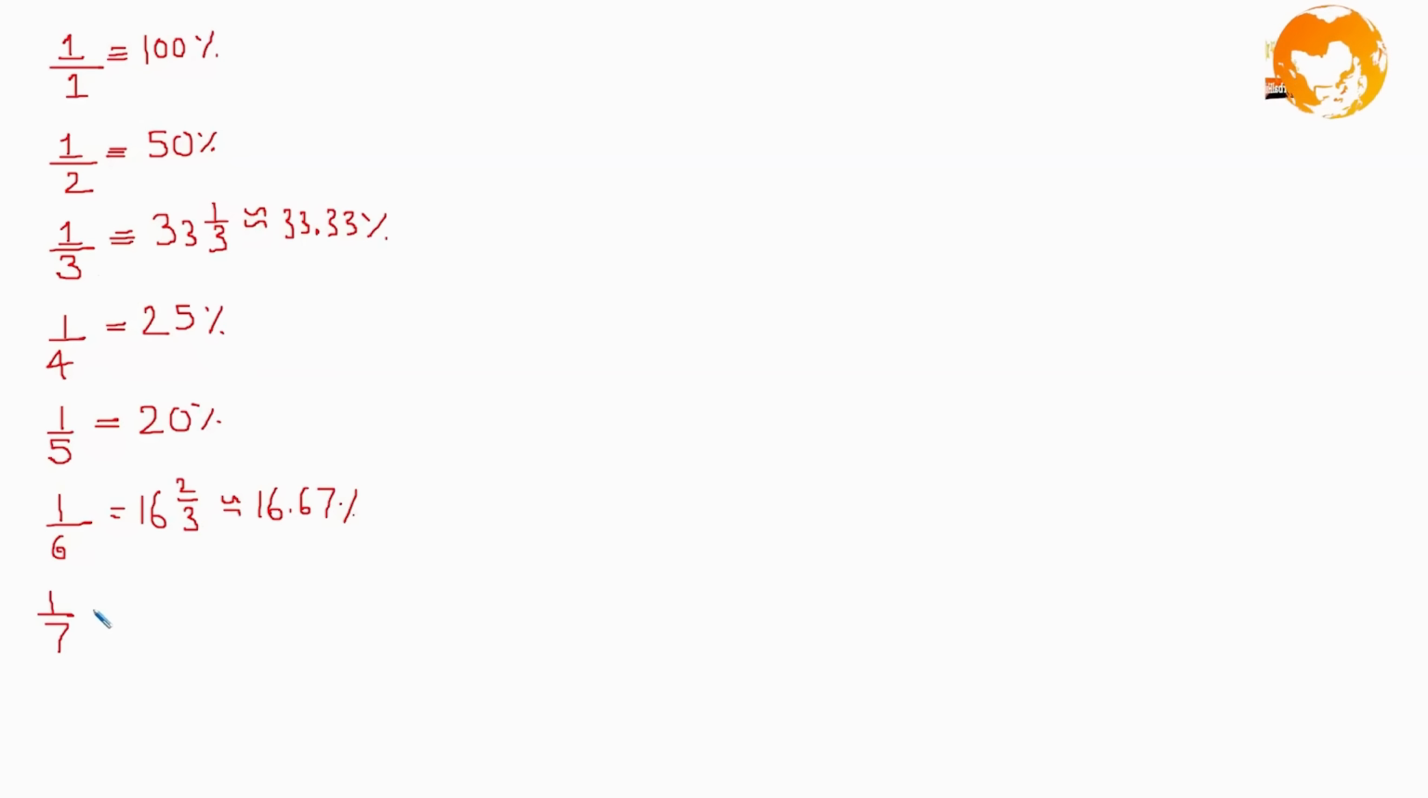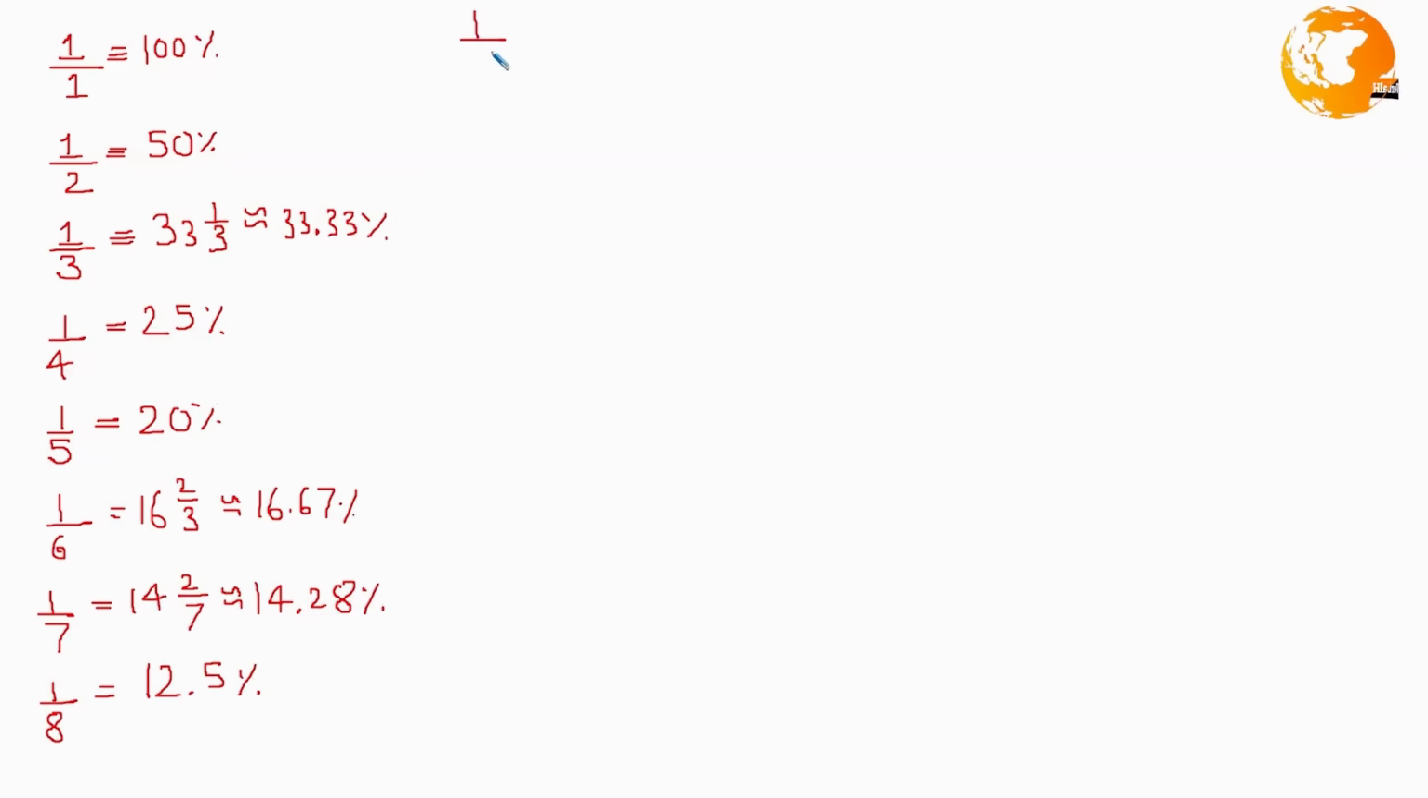1 by 7, whenever we have a new prime number in the denominator, it will not be possible to relate it with any other previous fraction, right? So it's 14 and 2/7, or 14.28. There is a very easy way to learn this. 1 by 7, 7 to the 14, 14 to the 28. So that becomes very easy to remember. 1 by 8, half of 1/4, so 25, half of that, 12.5.